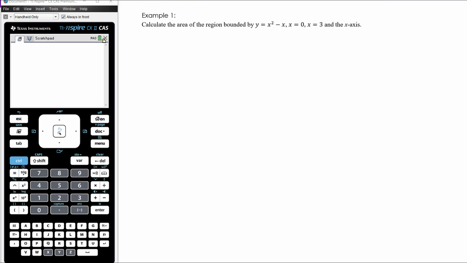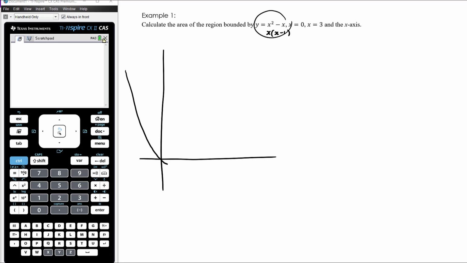Calculate the area of the region bounded by y equals x squared minus x, x equals 0, and x equals 3, and the x-axis. All right, let's focus on drawing this most complicated of the functions. So that's a parabola. If we factorize it, it's x times x minus 1, so it's got intercepts at 0 and 1. Okay, so I'm going to draw it on a particular scale for a particular reason.